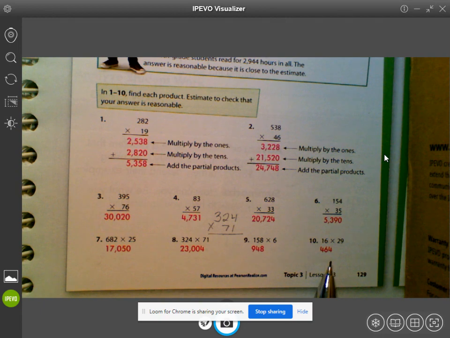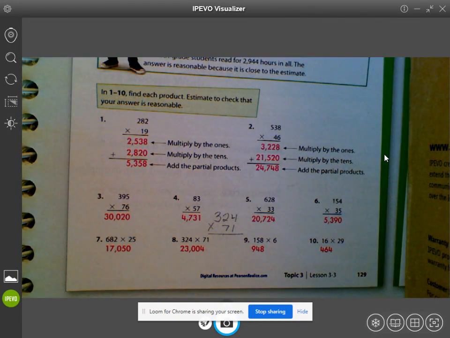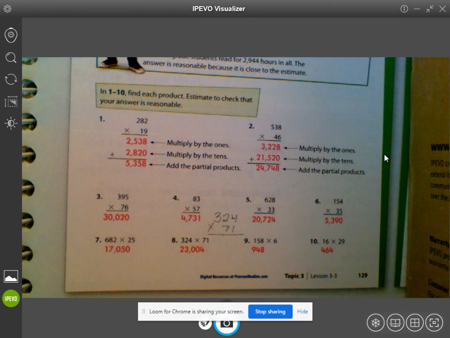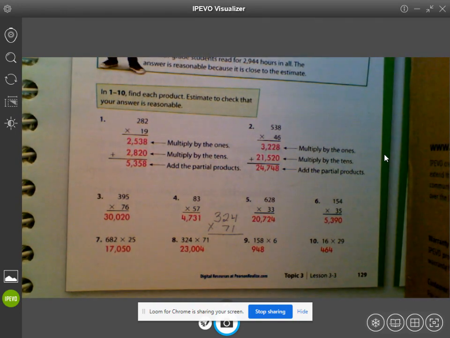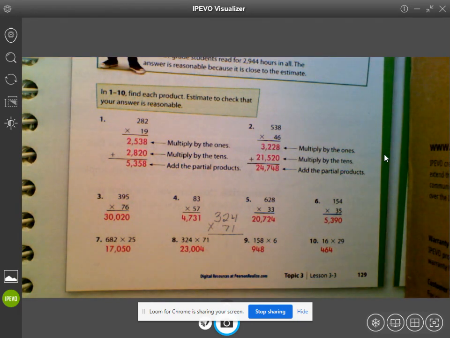Then we had number 10. 16 times 29 would get you 464. Go ahead, show me with your thumbs. How did you do on this first page of our homework? Oh, I'm sorry. I looked at the wrong one. Not number 10. I'm sorry. But how did you do on this first page of homework? Show me on your thumbs. Okay. How many of you spotted at least one silly mistake in your work?